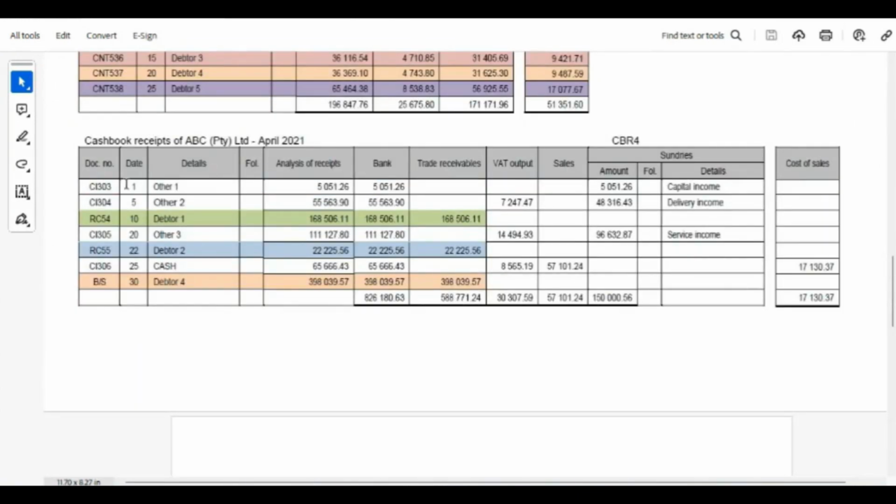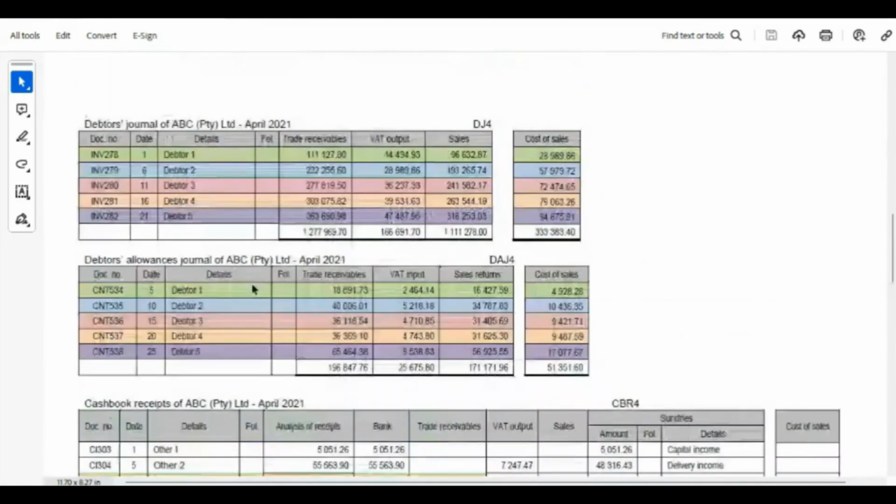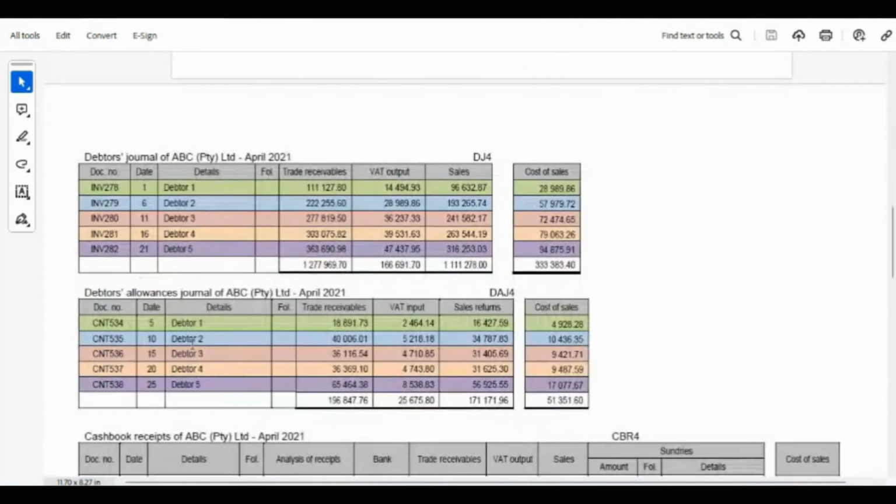Of course, in our cash book receipts, there will be other transactions that do not relate to our debtors, okay? But those we can just ignore. So you'll go through your cash book receipts journal, and you will identify the debtors. Don't worry about the fact that there is other information. There will be other information, but not in your debtors journal and your debtors allowance journal. In your debtors journal and your debtors allowance journal, the details there will always refer to the debtors, and you need to make sure that you've actually marked each of those transactions.